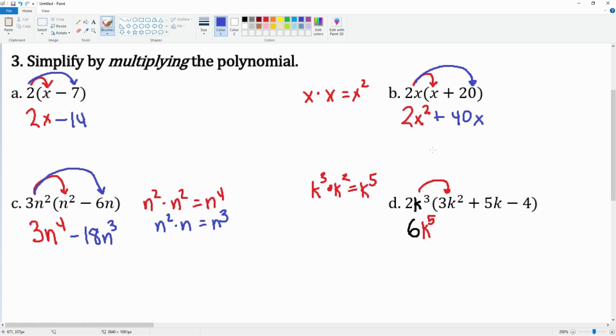Then you have 2k3 times 5k. 2 times 5, that becomes 10. K3 times k is k4, right? K3 times k becomes k to the 4. Then the last piece, 2 times -4, -8, k third, just k third. All right.